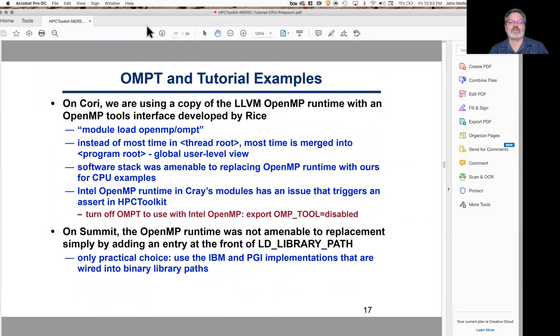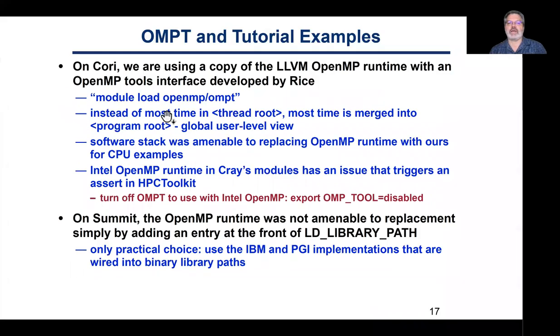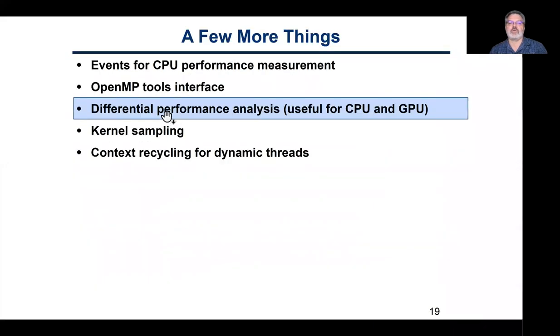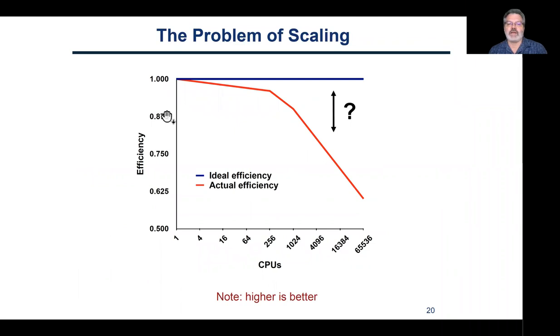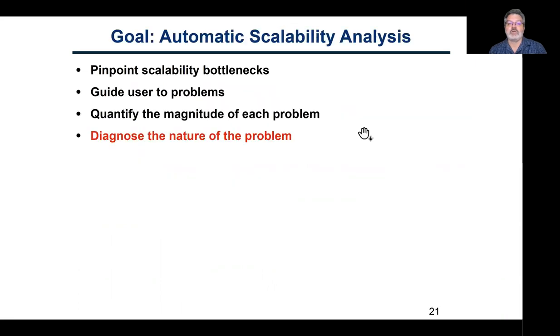I don't want to spend too much time on this because I'd rather spend time working with people on their applications. So let me just go through. I wanted to mention differential performance analysis because this is useful for both CPU and GPU codes. The problem is, when you're scaling to a large number of threads or GPUs and you notice that your efficiency is dropping off, the question is, what's causing that? The goal is to have some sort of automatic scalability analysis that will pinpoint the bottlenecks, guide you to the problem, and quantify the magnitude of each problem. And then ideally, you'd like it to diagnose what's wrong. I think we have a solution for the first three, but diagnosing exactly what's wrong is really complicated.